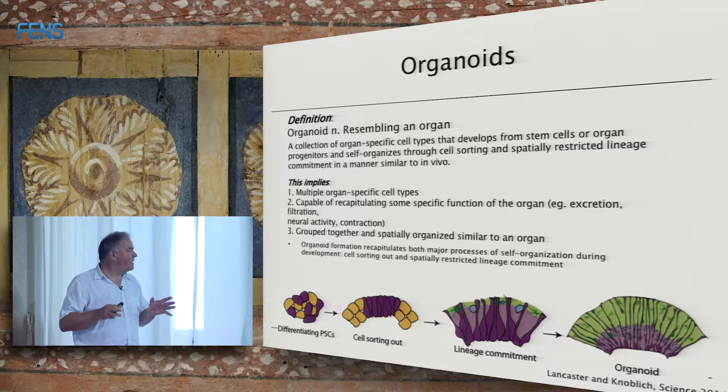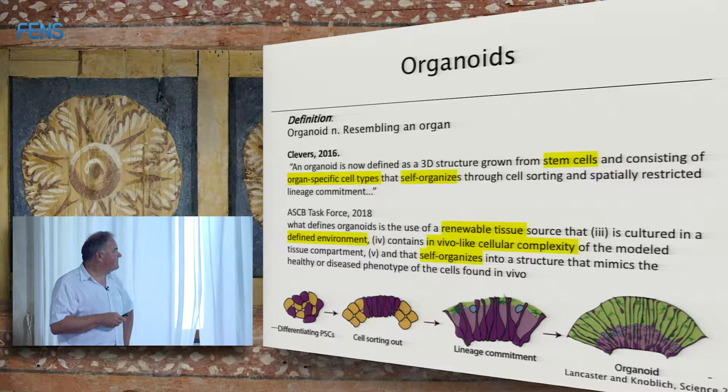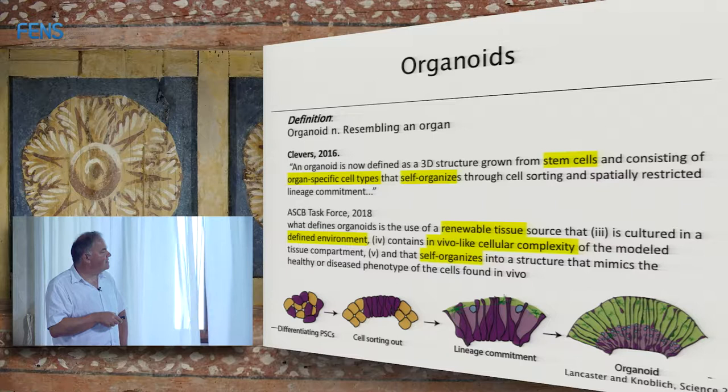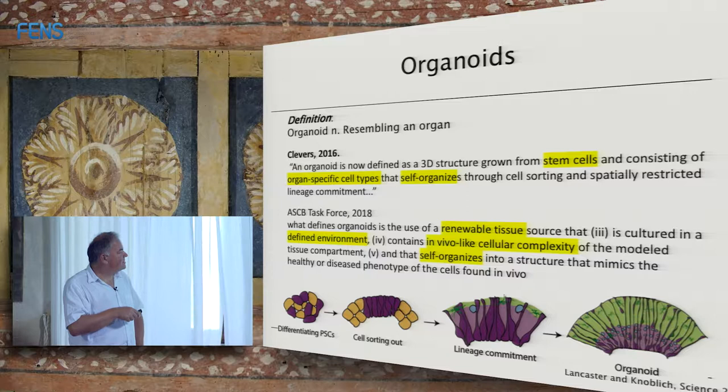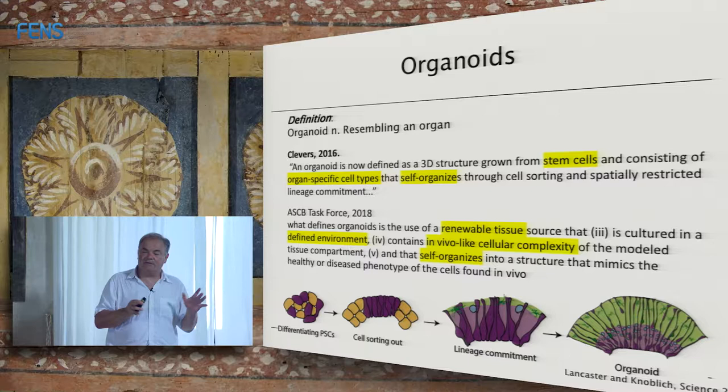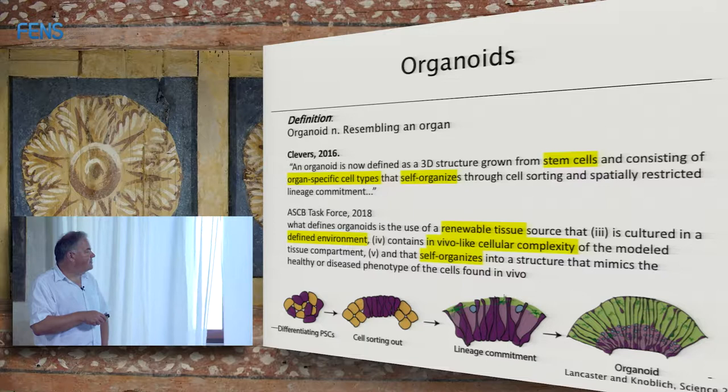Now, other definitions, one is from Hans Clevers. He wrote another review in 2016. He mentioned that organoids have to come from stem cells, that they have to have the organ-specific cell types, and that they have to self-organize. And I'm part of a task force of the ASCB that is currently writing a white paper about organoid research, and one task is also to define the term organoid. This definition is not from me, it's from another scientist in that task force. But I just wanted to mention another key aspect of this.